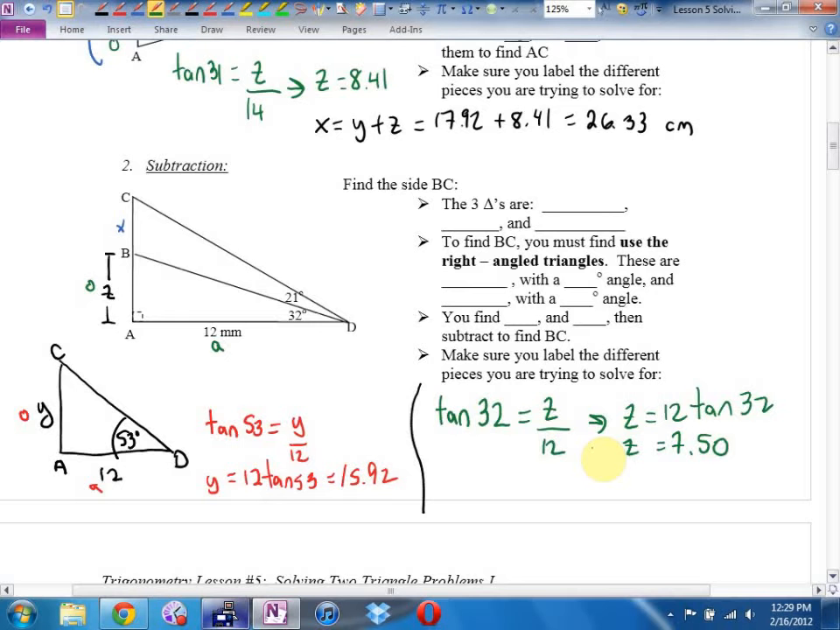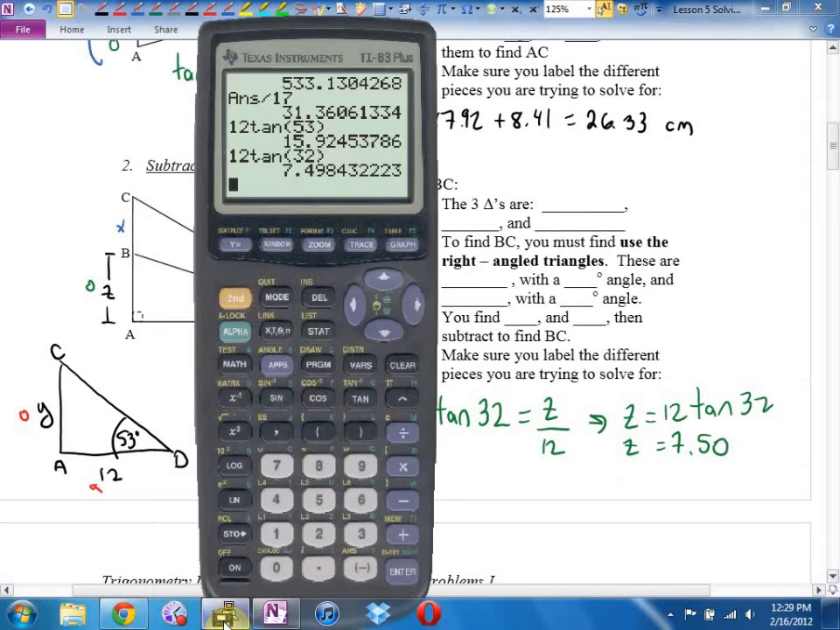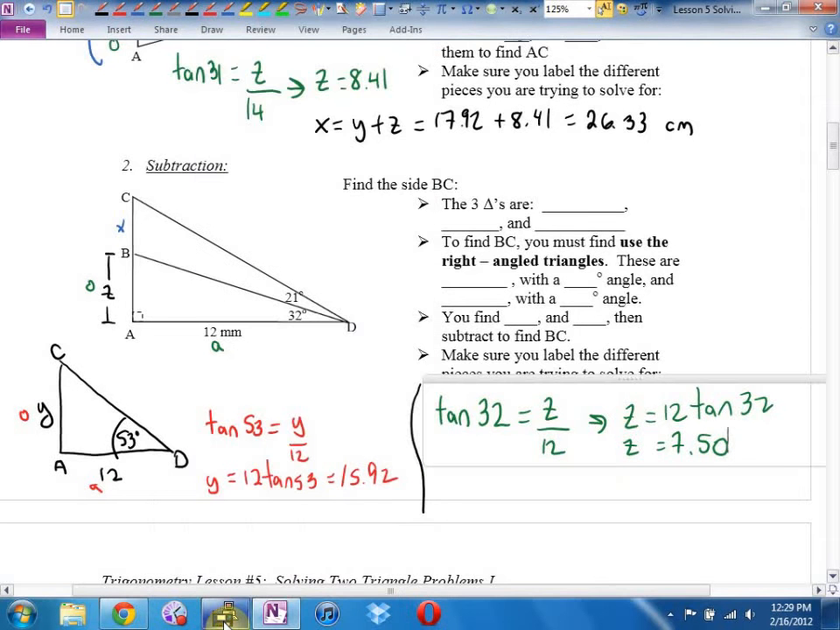You get 7.498, which has to round to 7.50. Or did I do it wrong? People are looking puzzled. Maybe I did it wrong. It is opposite over adjacent again. Is it 7.50? Yeah, okay.